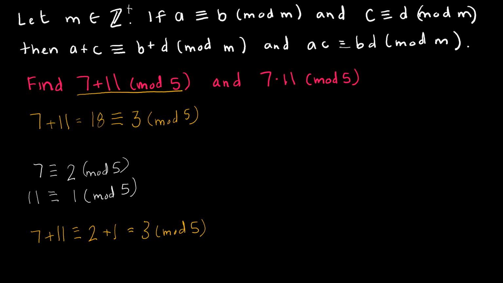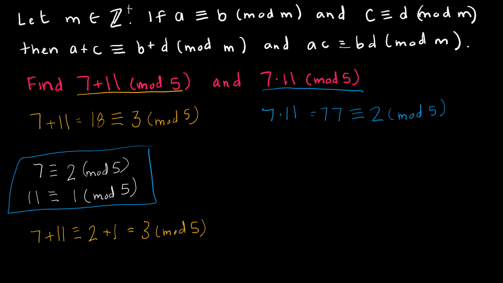Now let's take a look at our other practice. We have 7 times 11. Without our theorem, 7 times 11 would be 77, which would be congruent to 2 mod 5. Using what we learned here, we could also say that 7 times 11 is congruent to 2 times 1, which is equal to 2 mod 5. So again, not a proof. We've already done the proof. This is just showing how those theorems might be used in an actual example.